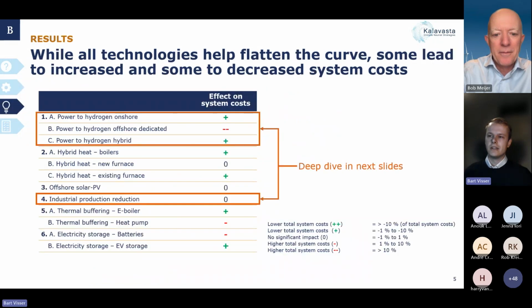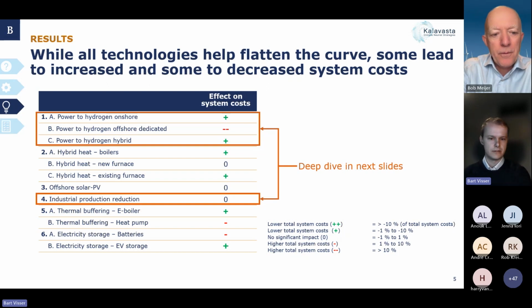Now I will go into an overview of the results. What you see here is a table containing all the policies or all the technologies that can help to flatten the curve. And while all these technologies do in fact help flatten the curve, not all do so while minimizing system costs. Some options lead to increased system costs, and these are the red minuses, and some lead to improved system costs, so lower total system costs, which is a green plus. There are six options that we analyzed, and the first and the fourth I will go into more detail in the next slides. But the others I will explain briefly here.